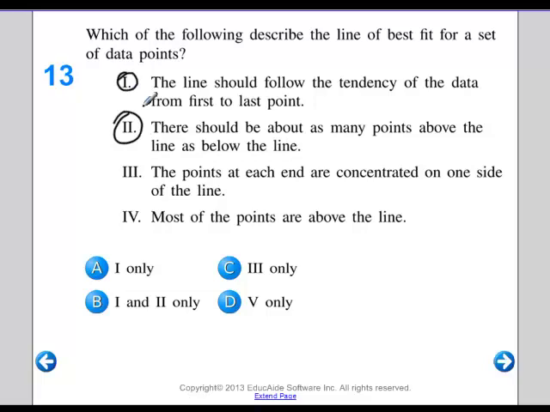3, the points at each end are concentrated on one side of the line. No, that doesn't matter whatsoever. 4, most of the points are above the line. That's actually wrong. We want the same number of points above and below. So my two answers were 1 and 2, which is right there.